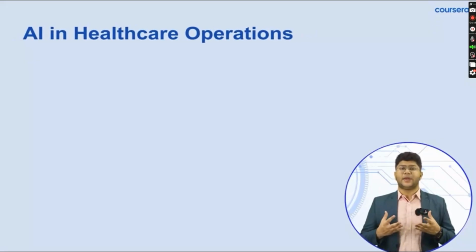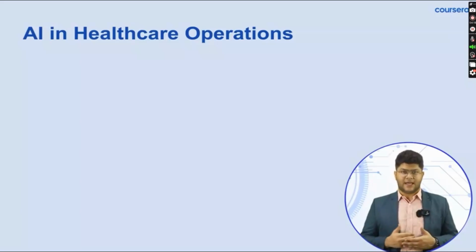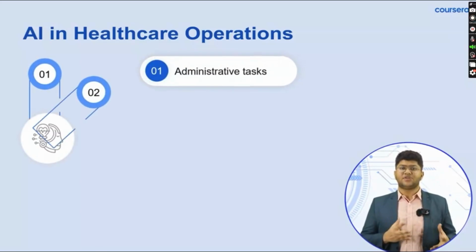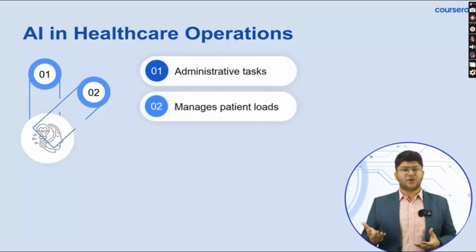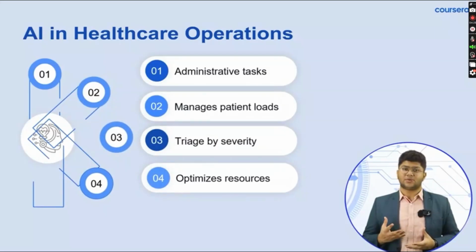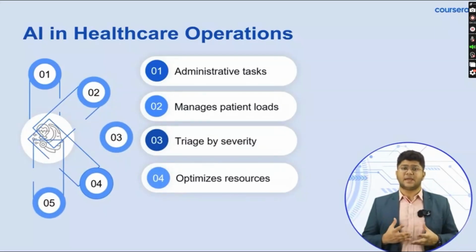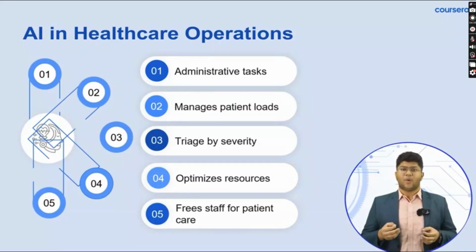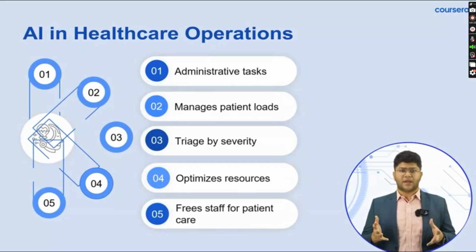As AI continues to integrate into healthcare, we are witnessing improvements in operational efficiency as well. In overcrowded hospitals, AI can assist with administrative tasks, helping to manage patient loads, triage cases based on severity, and optimize resource allocation. This enables healthcare workers to focus on what matters most: patient care, while AI handles much of the background data processing.